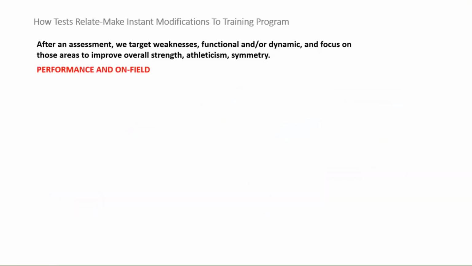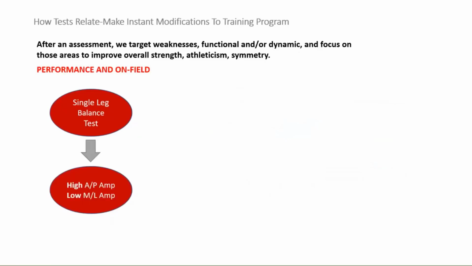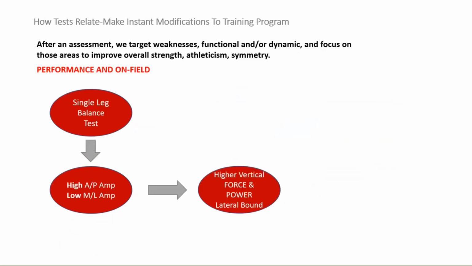And how this can relate to on-field performance. Again, we start with the single leg balance test. Now we see the opposite: high anterior posterior amplitude and a low medial lateral. This would be a lateral athlete. So there's a high amount of vertical force and power on a lateral bound. A sideward jump on a lateral athlete is producing more force and more power in the vertical direction versus being able to drive that power laterally. So there's elevation, and we want to see more lateral power and lateral force on a lateral bound, which we'll go over a little bit later.